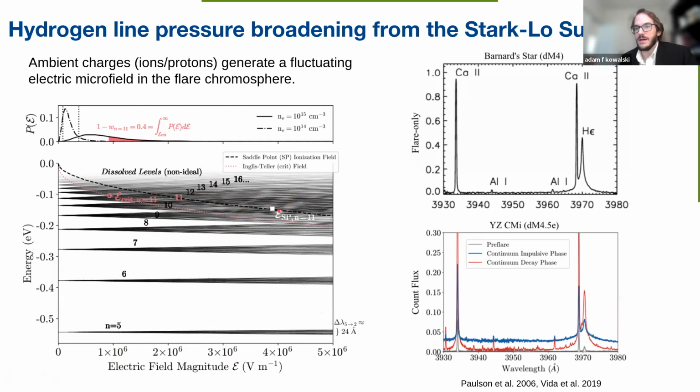Well, the evidence comes from looking at the stars. On the right, I show two different observations of two different M dwarfs during two very different flares in terms of their energies. What we see is that the hydrogen Balmer epsilon line broadens dramatically, whereas the calcium II resonance lines, like the magnesium II resonance lines, don't broaden nearly as much. And so this is evidence that pressure broadening is really important in generating these wings of the hydrogen lines. And from the pressure broadening, we can get an estimate of the electron density in the flare chromosphere.